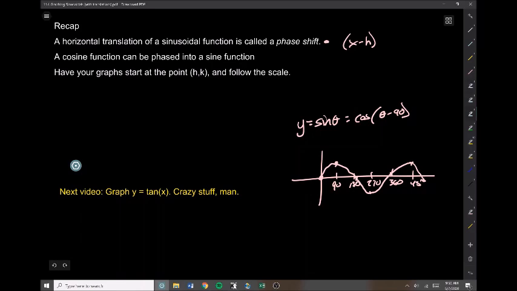Cosine starts high, middle, high, middle, low, middle, like this. So cosine starts like this. If I could take that whole graph and just shift it to the right 90 degrees, it matches. So you can take a cosine function and phase shift it to give you a sine function. Your graphs start at the point h, k and should follow the scale.